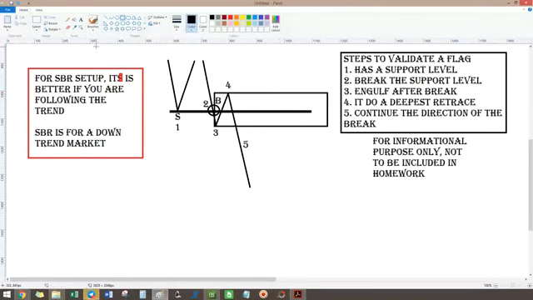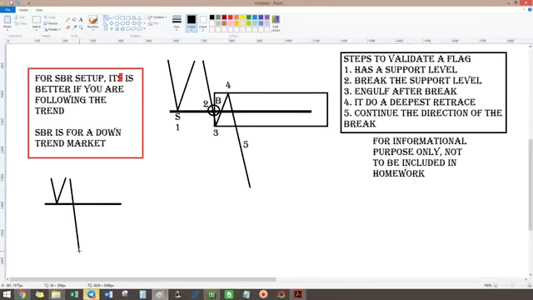Another one, another scenario. You have a support level. It breaks.